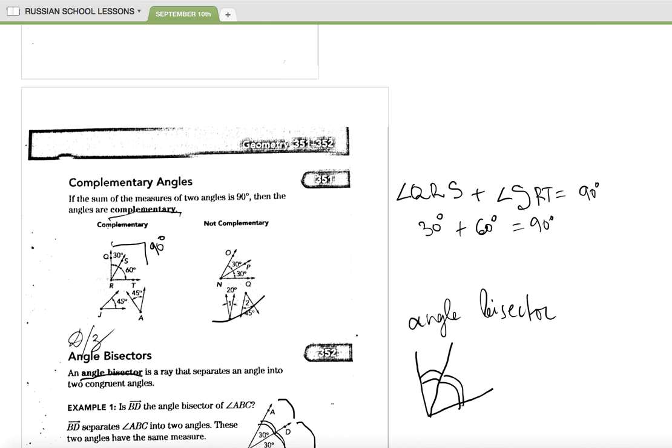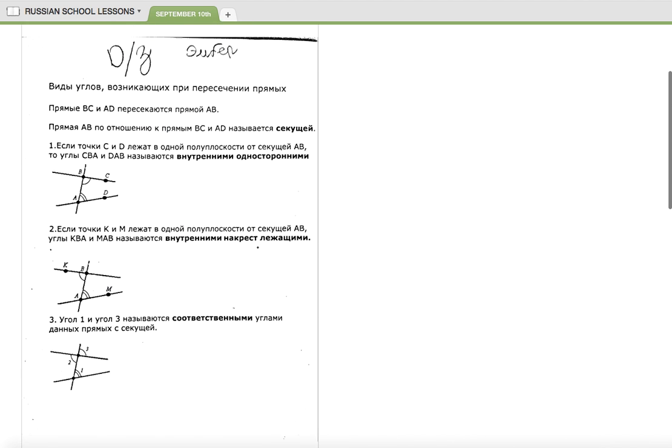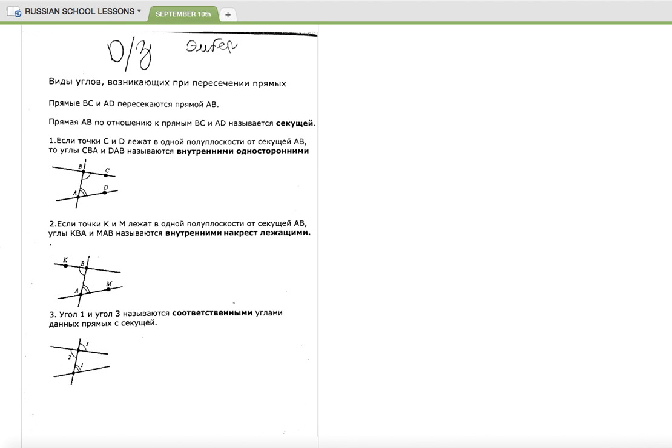That's the English, complementary angles. If the measures of two of them together give 90. But this is the Russian material. So they are talking about angles that are formed by crossing two lines by line AB, and whatever that line is.